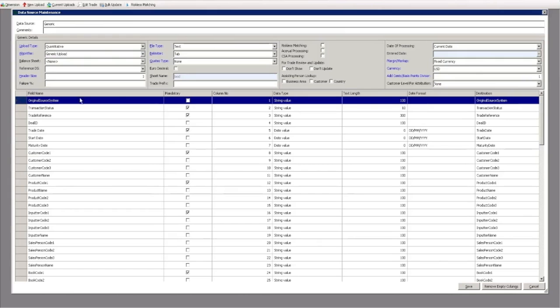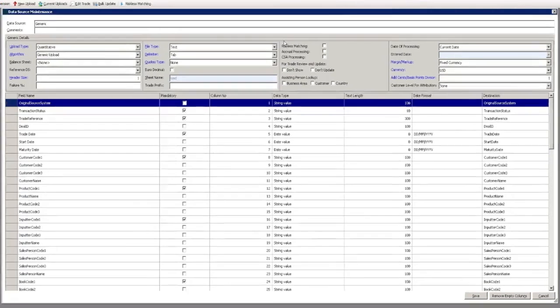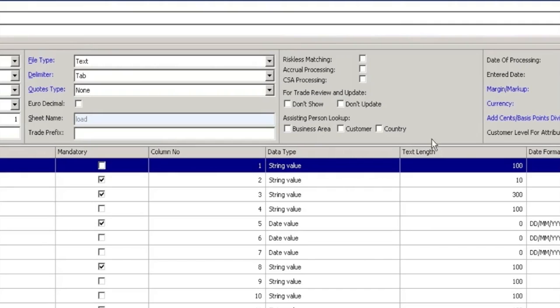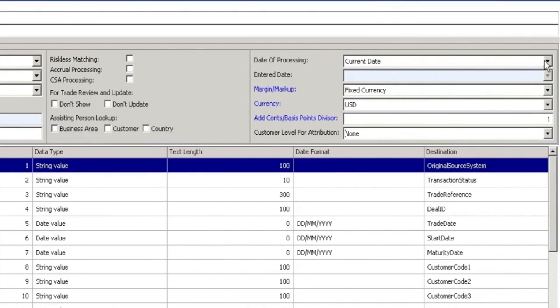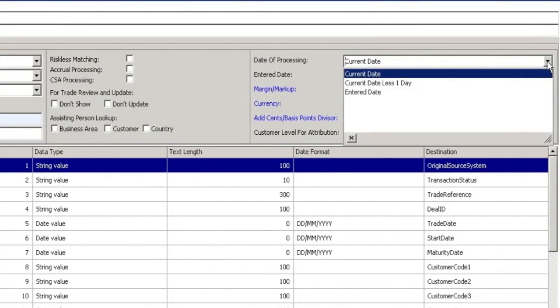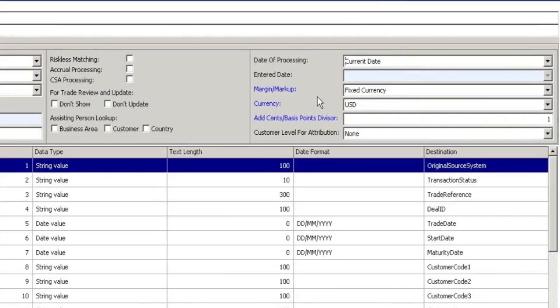It starts with the data source itself and where the data comes from. If you look at the right-hand side of this tab here, these are the key functional features in the data source. Do you want to set it up to do riskless matching? So you actually match trades across a risk-free book. Do you want it to do accrual processing rather than just straight NPV calculations? Do you want it to do commission sharing arrangements and actually process those against the trades? And also then, for accrual processing, what kind of date do you want to do it on, current date, etc.